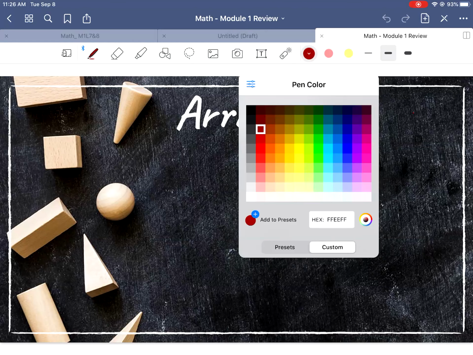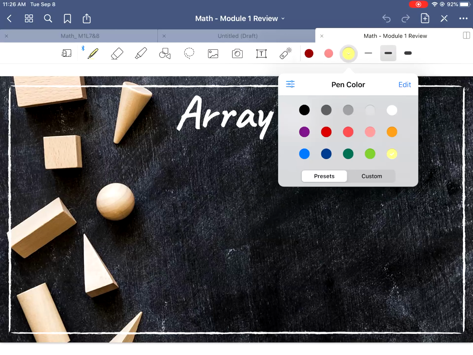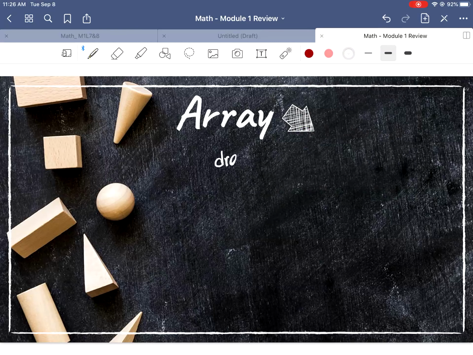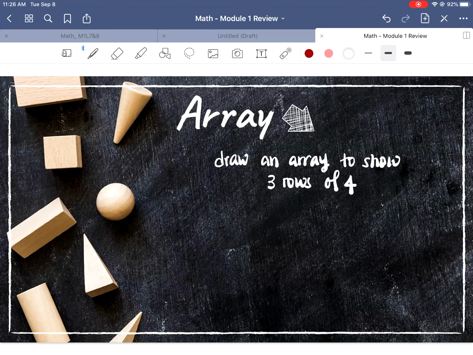So what is an array? Let's say there is a question: draw an array to show 3 rows of 4. This is what I'm going to do. First I'm going to draw 3 rows, and I'm going to draw 3 more dots in each row to complete my array.